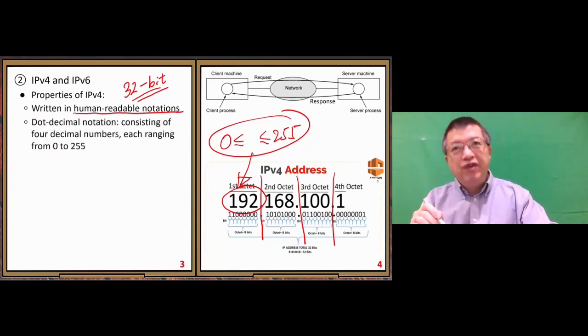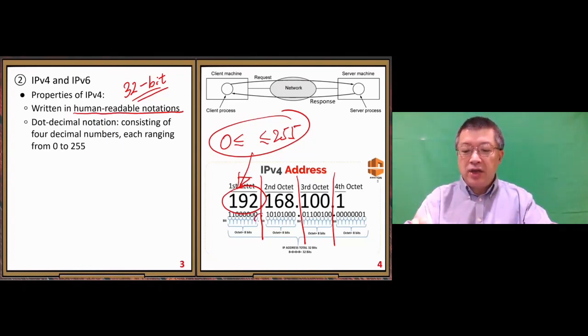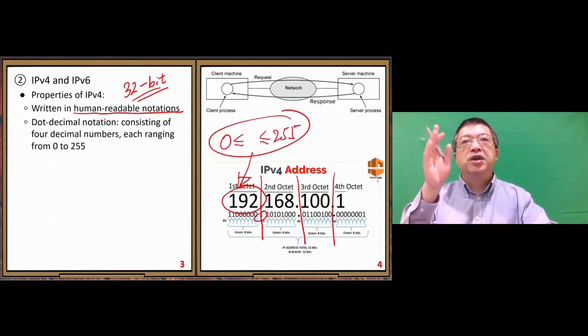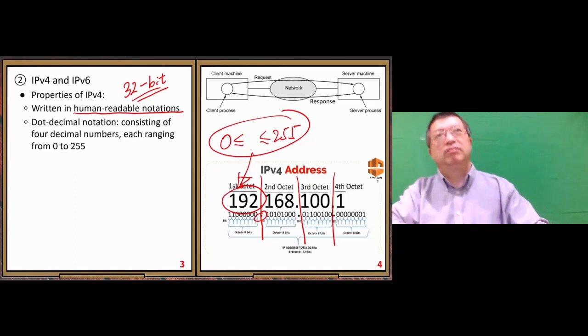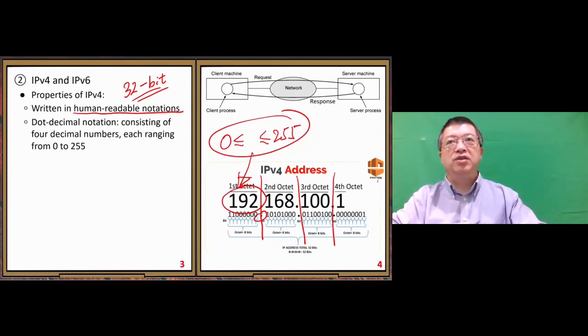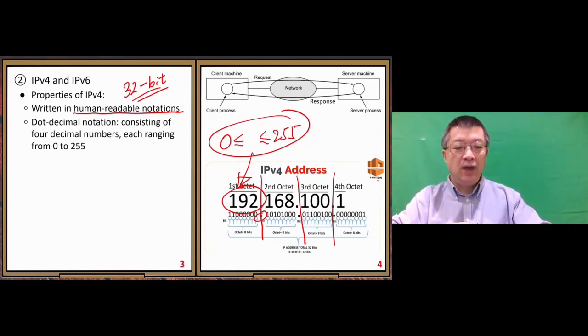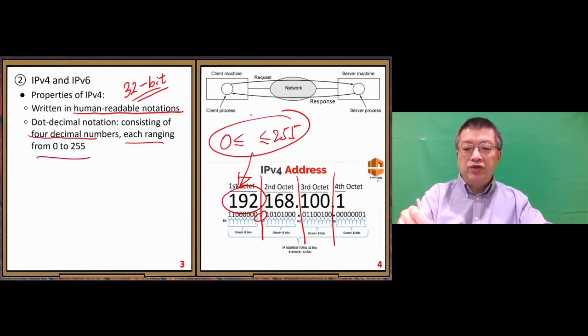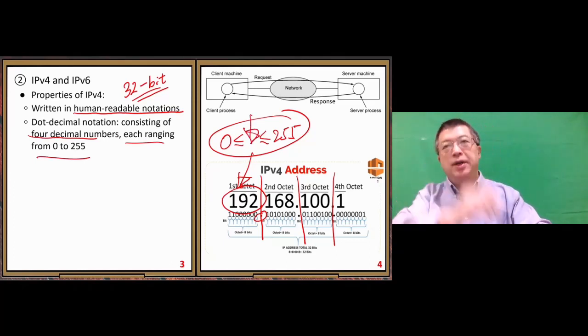Specifically, IPv4 is a dot decimal notation, using dot as the delimiter, and each block is in decimal representation, consisting of 4 decimal numbers. That's the range for a 1 byte number.